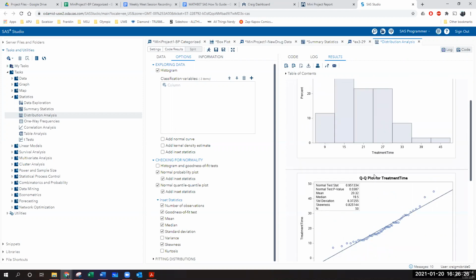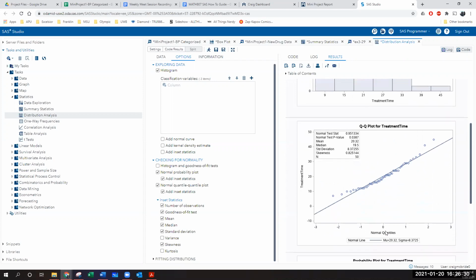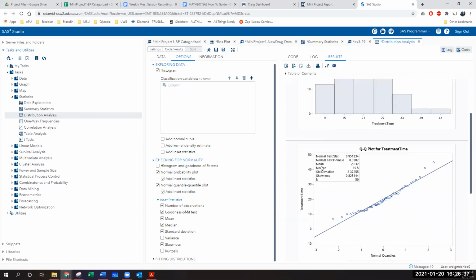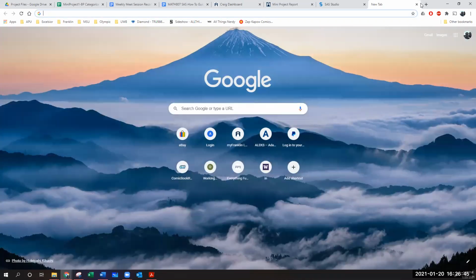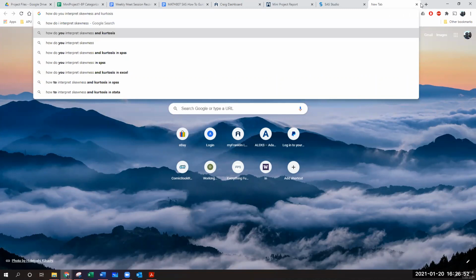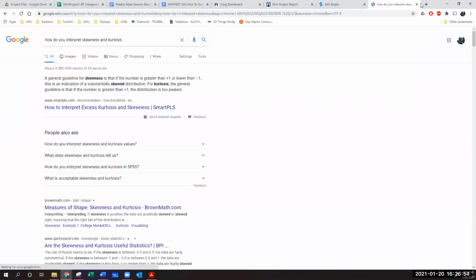I always think, quite honestly myself, that QQ plots are kind of a waste of time. If I wanted to know if my stuff was normal, I would run a distribution like this, and I would run the mean, the median, and the standard deviation. And then you could also run skewness and then look up online what skewness means. You can literally go, how do I interpret skewness and kurtosis? And it'll talk about it right here, right?